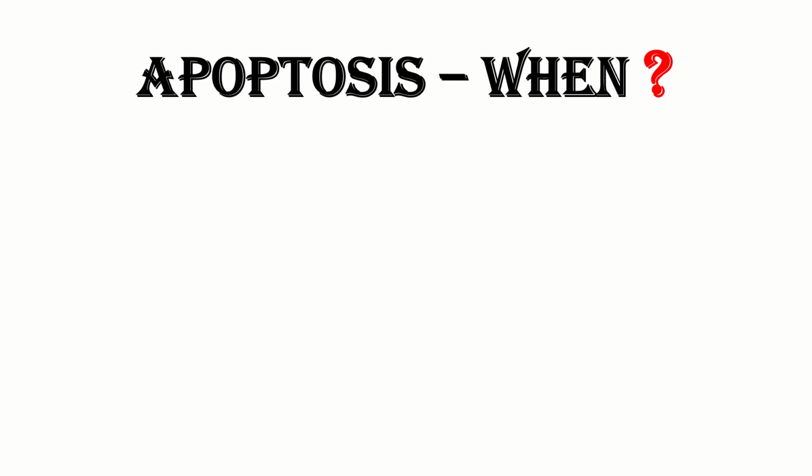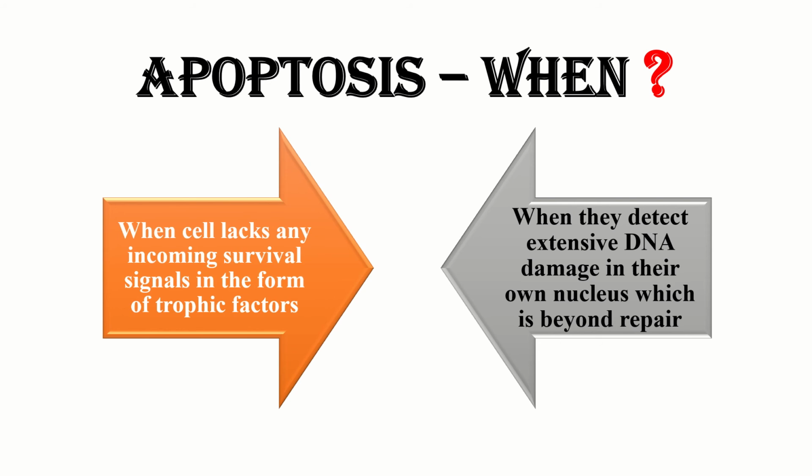All right. Now, when is this phenomenon taking place in your body? How will the cell know when it should commit suicide? Okay, let's see. There are two very particular reasons for when apoptosis takes place. First, when the cell lacks any incoming survival signal in the form of trophic factors, and second, when it detects extensive DNA damage in its own nucleus, which is beyond repair.